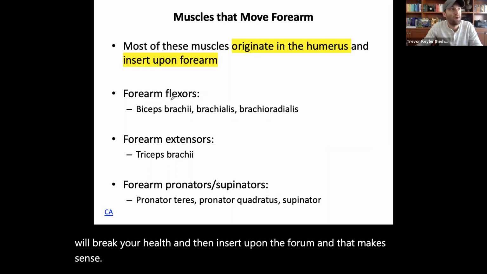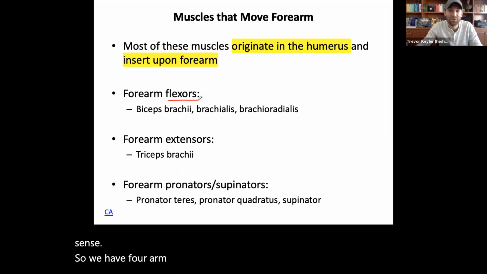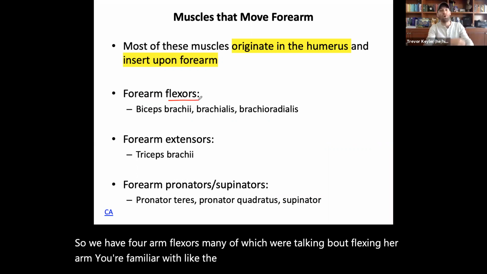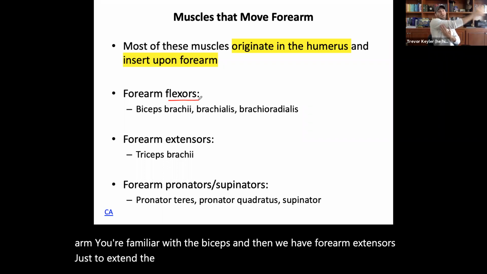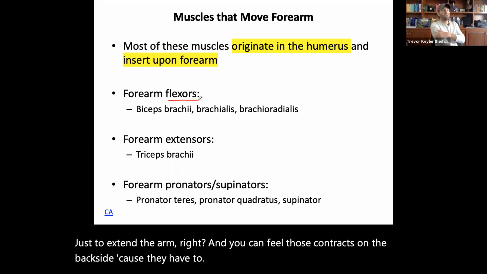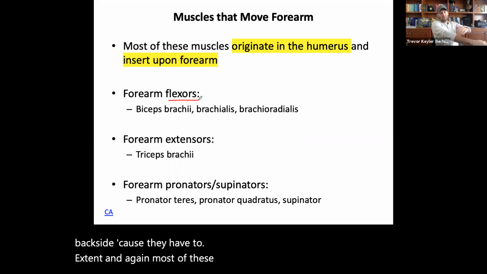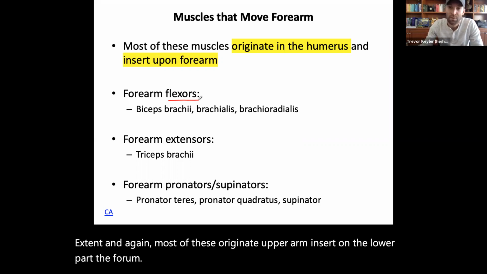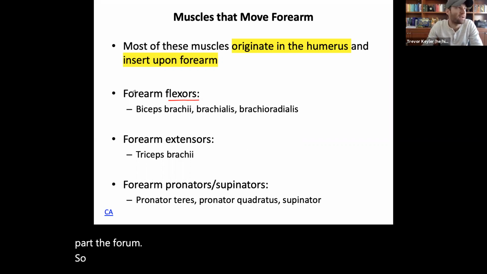So we have forearm flexors, many of which, when we're talking about flexing our arm, you're familiar with, like the biceps. And then we have forearm extensors, just to extend the arm, right? And you can feel those contract on the backside because they have to extend. And again, most of these originate upper arm, insert on the lower part, the forearm. So let's start with forearm flexors here.